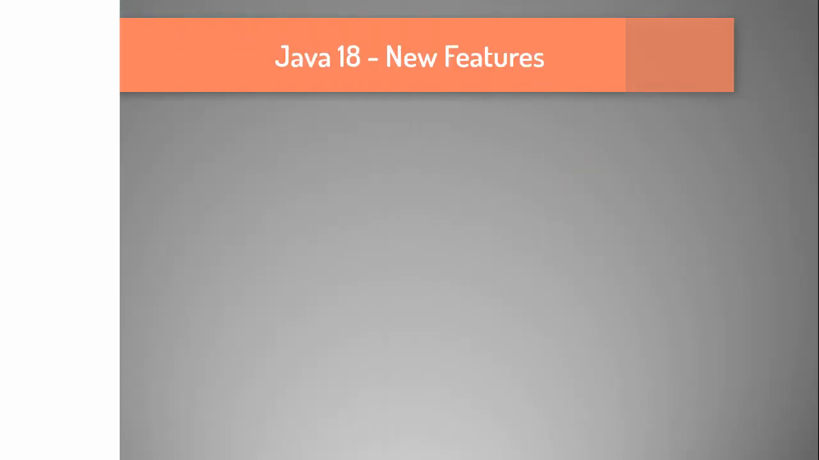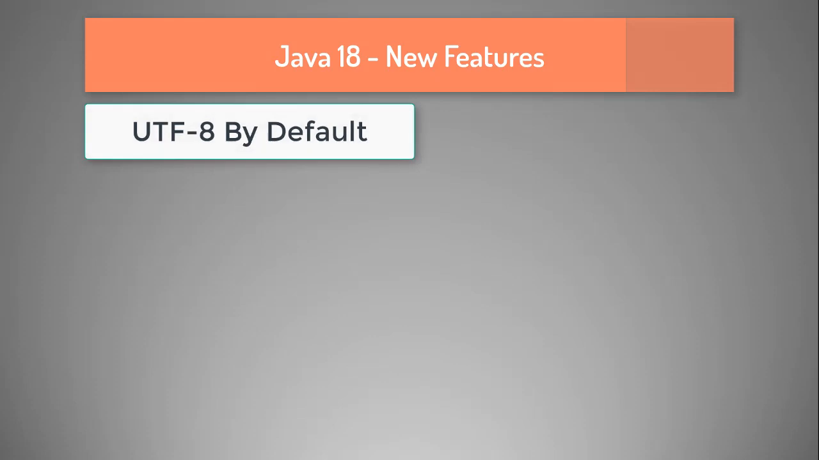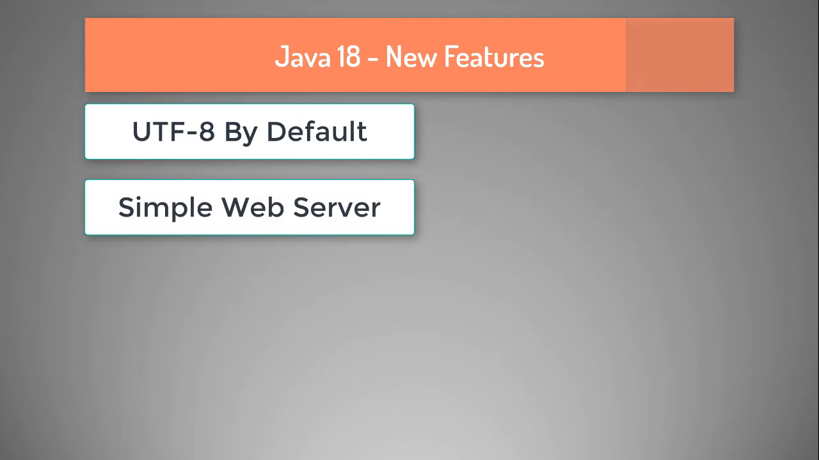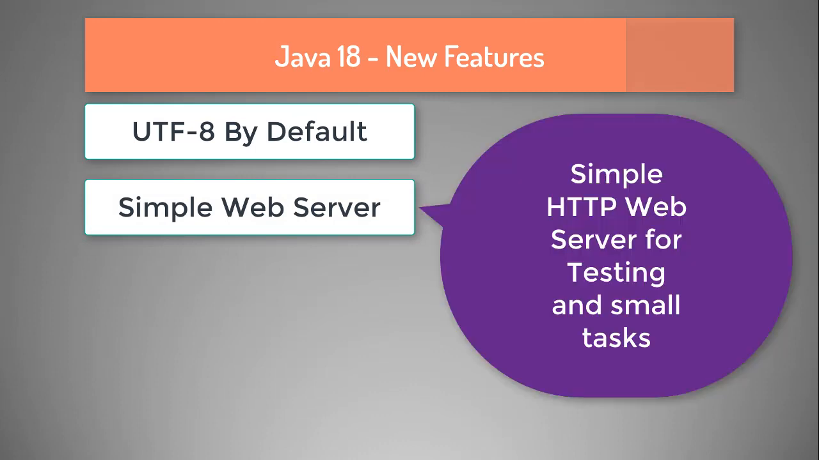In the category of new features, the first feature is UTF-8 by default Charset. Starting Java 18, UTF-8 will be the default Charset value if you are not passing Charset in a method argument. Number 2, simple web server. Yes, Java 18 provides an out-of-the-box simple HTTP web server which can be used for testing and some small tasks. It is not a production-grade server.